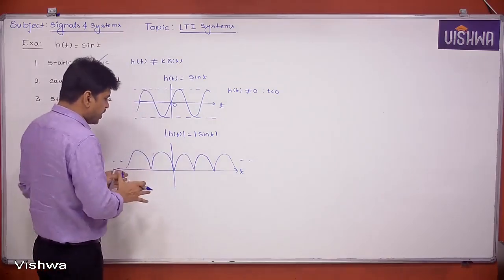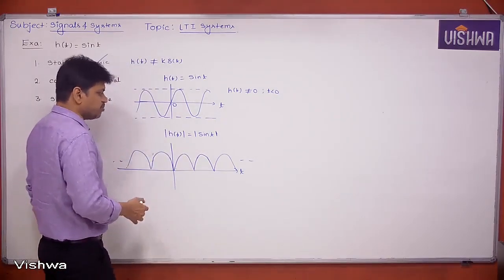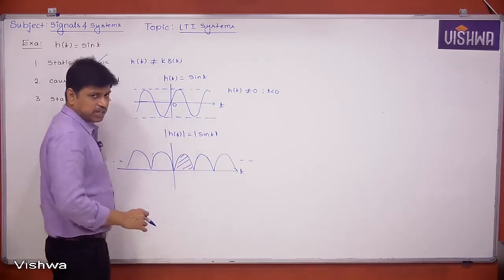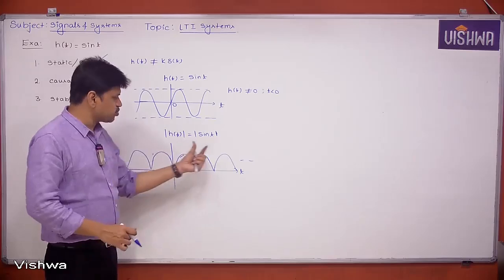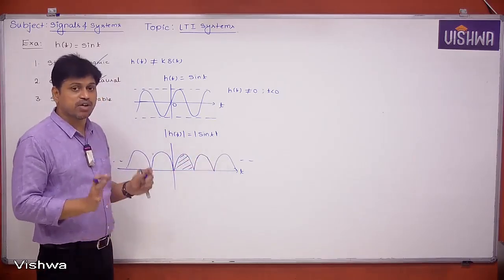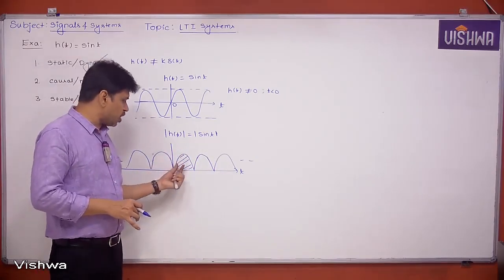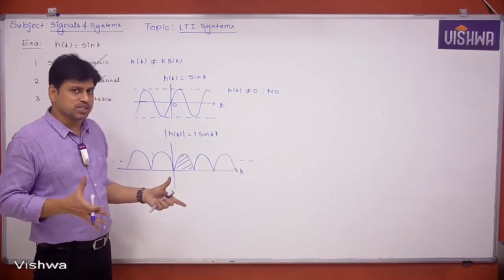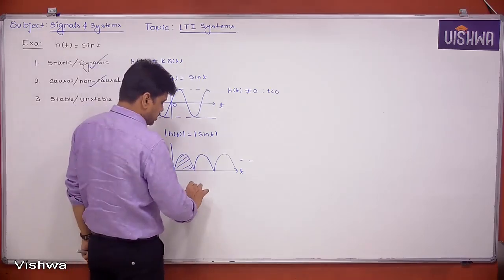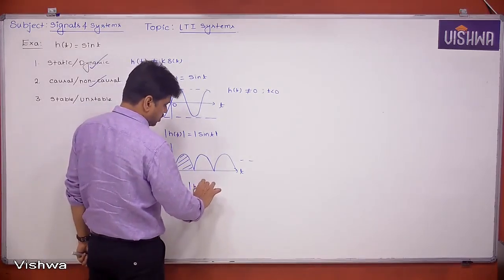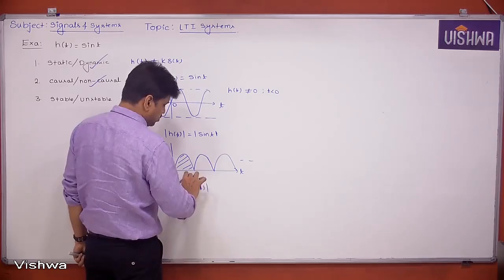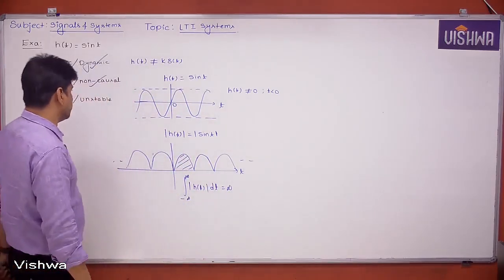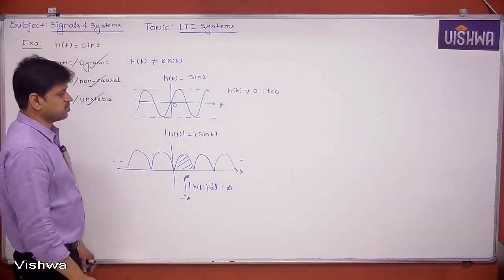Now, what is the area under this curve? In this case, it is definitely infinity. Why? If I take one single pulse, it has some finite area. Like that, how many pulses do we have from minus infinity to plus infinity? Infinite pulses. The area under one pulse is a finite value, and we have infinite such pulses. So what is the total area? Which is nothing but infinity. So the integral of mod h of t from minus infinity to infinity is equal to infinity. So the system is unstable. Okay, take it.